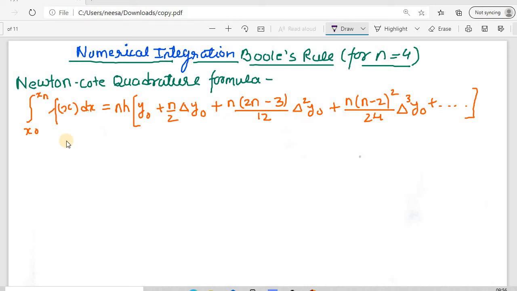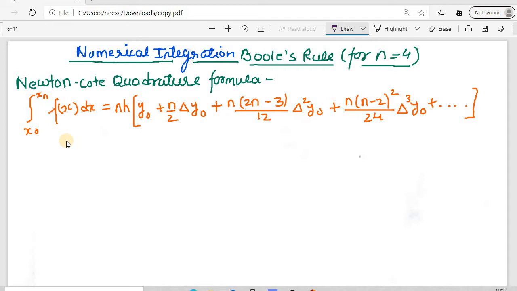Hello and welcome to the next lesson of numerical integration. In today's lesson, we will talk about Boole's rule. In the previous lessons, we had seen the trapezoidal rule, Simpson's 1 by 3 rule, and Simpson's 3 by 8 rule. So like the previous rules, we will now see Boole's rule.